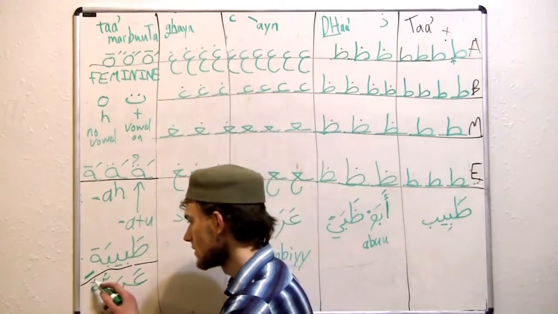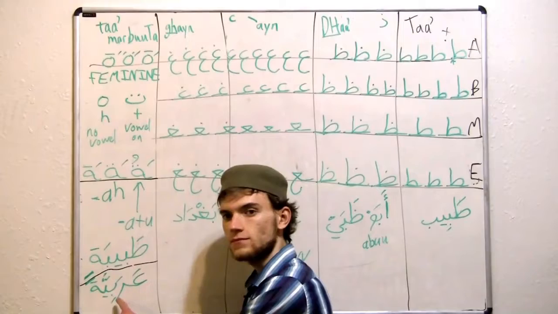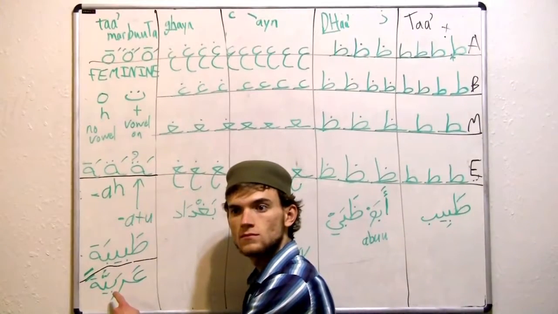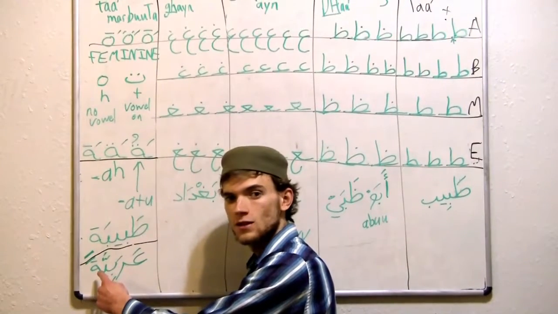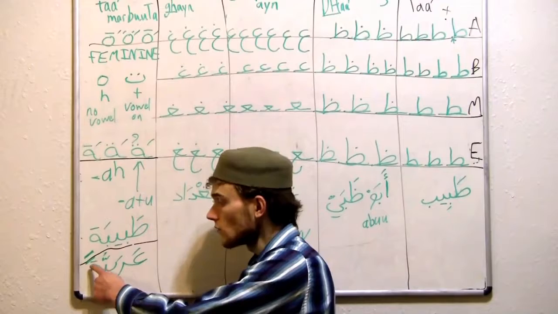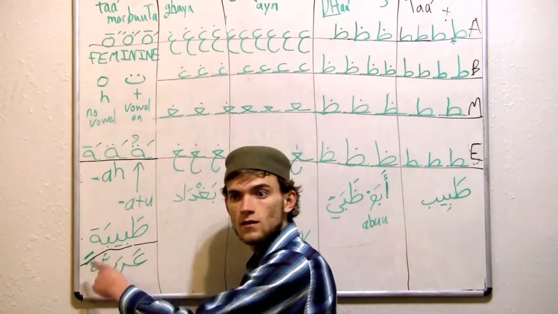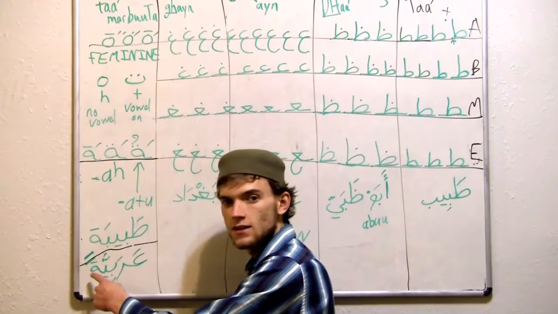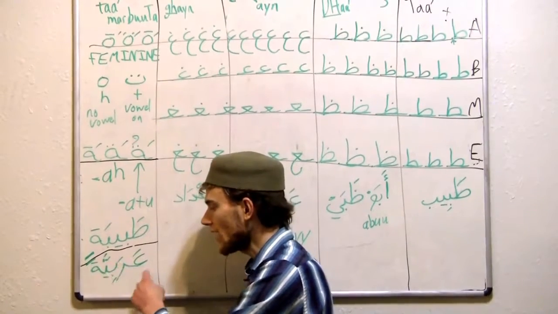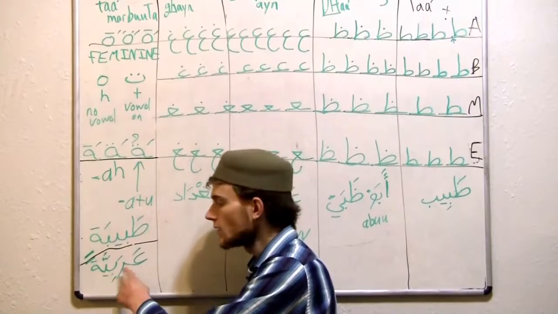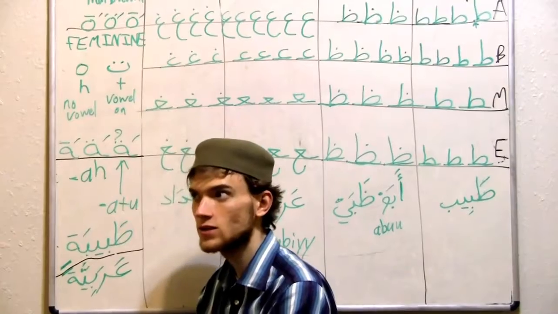Now if I put, say, another fatha after this, now what does it become? Anyone? A fatha on top of the ta marbuuTa? Fatha. Good. Arabiyata. Sorry, there's a shadda here. Arabiyata. Good, good. So any questions about this?